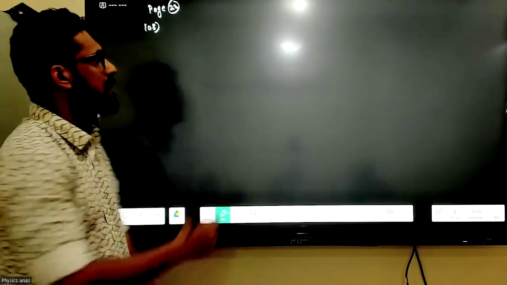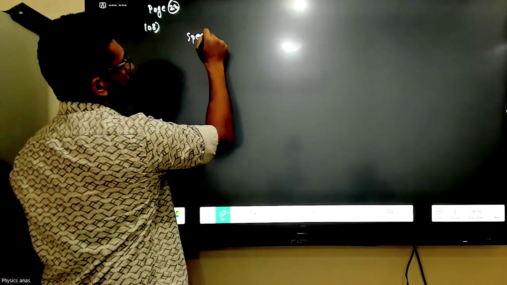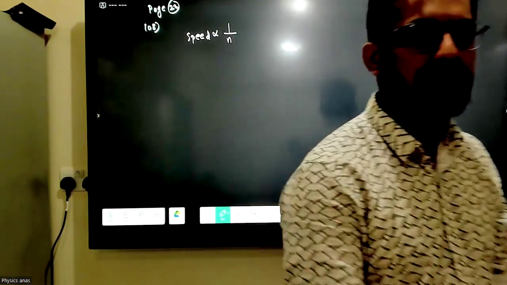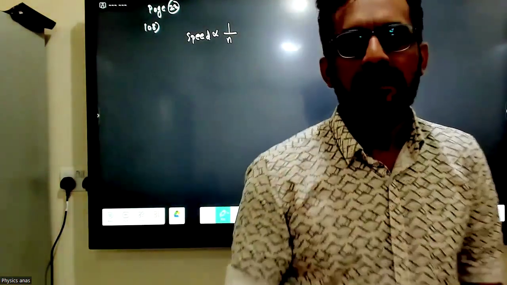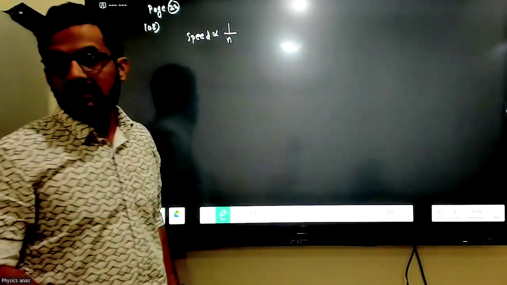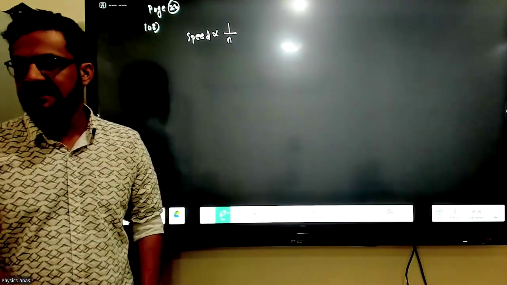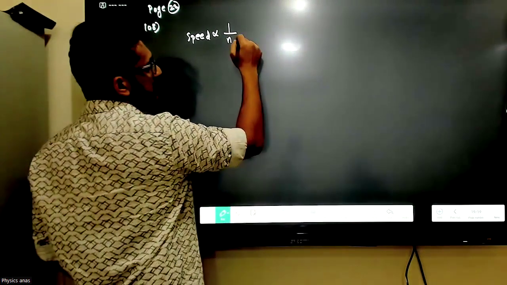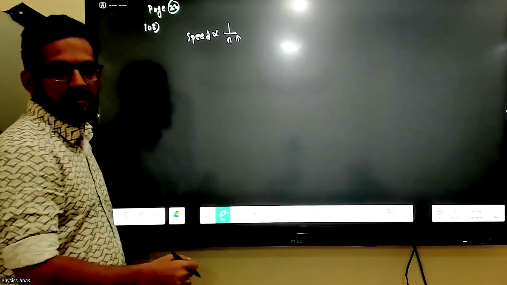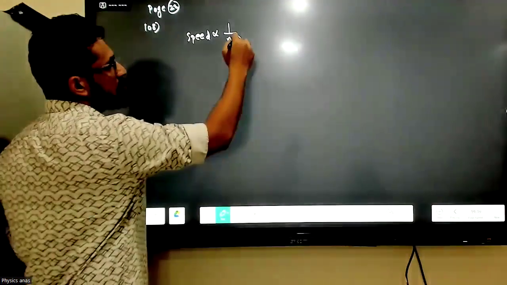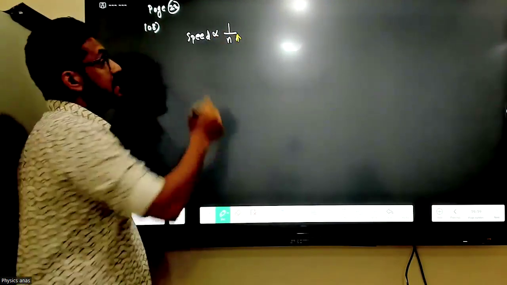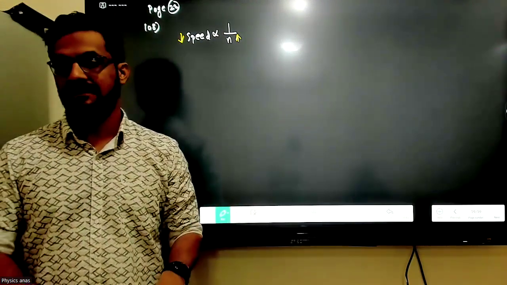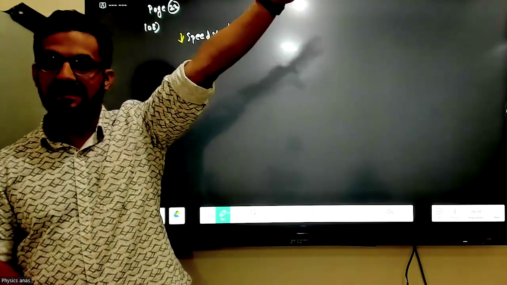Speed of light through a medium is inversely proportional to optical density. What is the meaning of this? Have you seen this type of representation of relations? This is speed inversely proportional to refractive index. As refractive index increases, what will happen to speed? It is inversely proportional, so if refractive index increases, speed will decrease. Did you understand? If refractive index increases, speed will decrease.